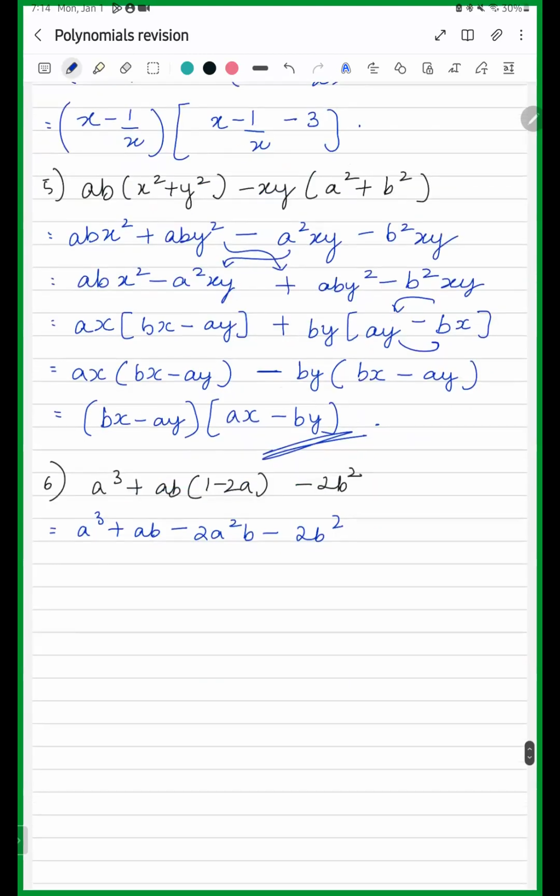So now let's rearrange the terms. Let's take a cube minus 2a square b plus ab minus 2b square. Okay, so we have just rearranged the terms.